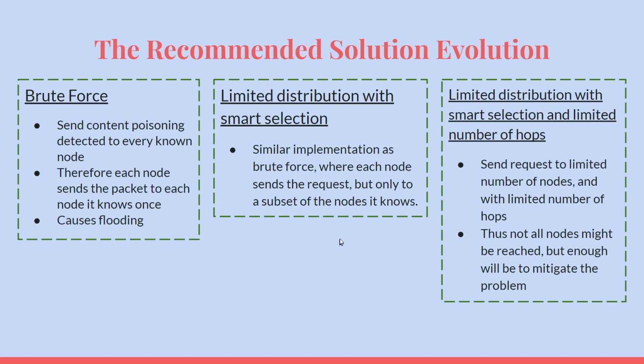also cause persistent flooding. The next step in the evolution is limited distribution with smart selection, which we talked about earlier. Similar to brute force, where each node sends the request, but in this case only to a subset of nodes it knows, as smart selection works. This will only pick nodes which it knows are connected to very few nodes in the topology and those that have that data packet.